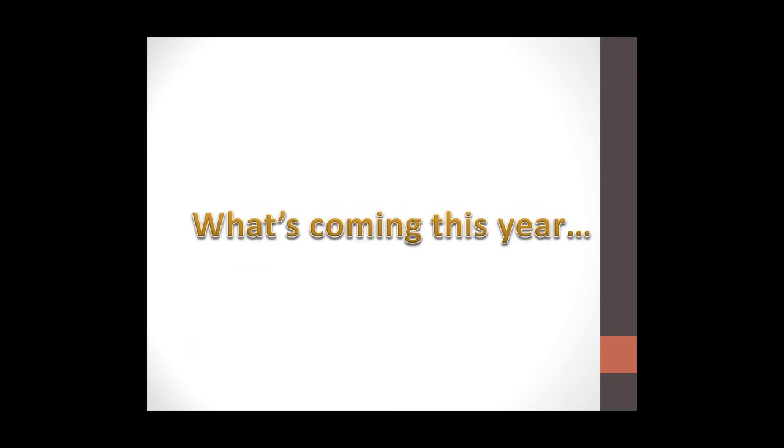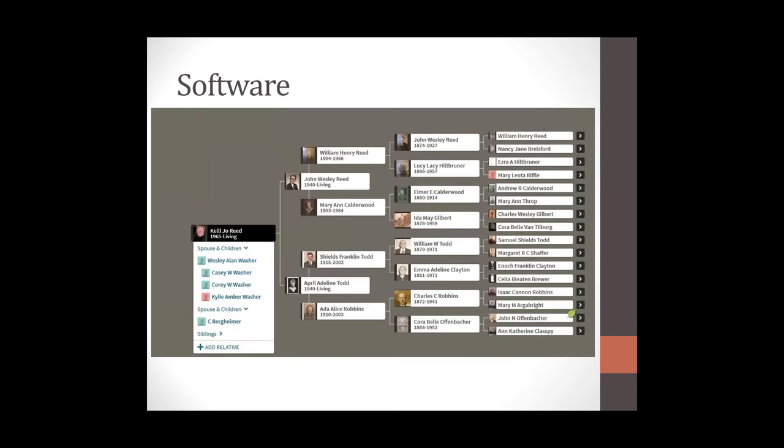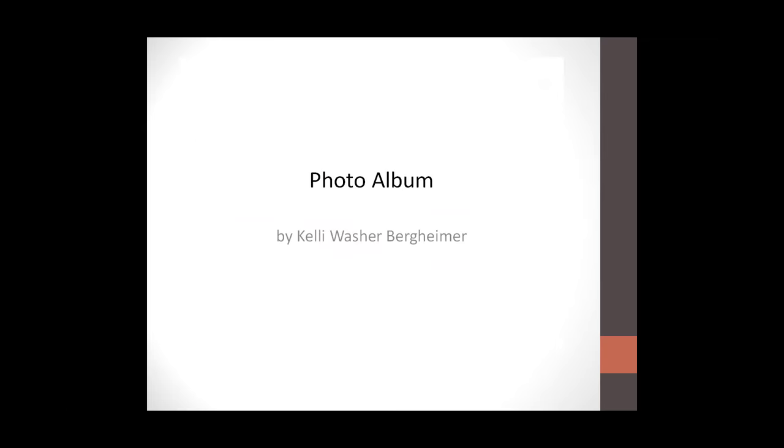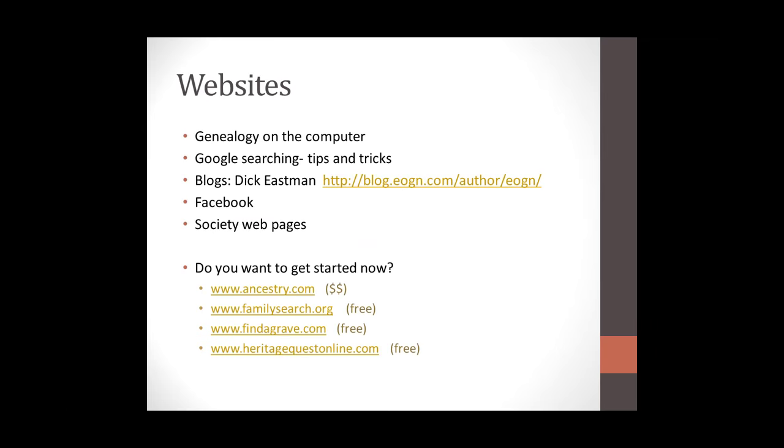So what's coming this year? What kind of things am I going to talk about on YouTube this year and post videos about? Software. If you've not used software before, we're going to talk about a lot of different kinds of software. Also, historical societies and where to search. Different archives, national archives, multi-state, topical archives, state, regional, local, and county and library archives. I have a photo album in here, but I'm not going to show that now. It's just a photo album of some of the different kinds of archives.